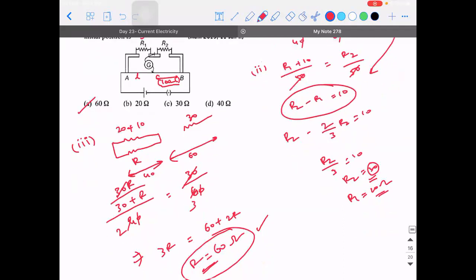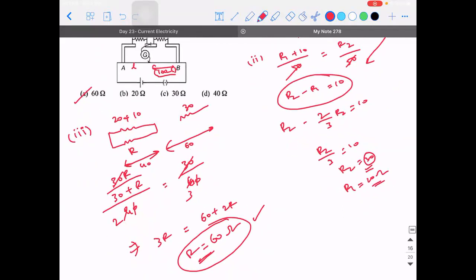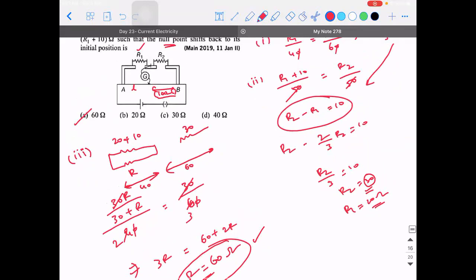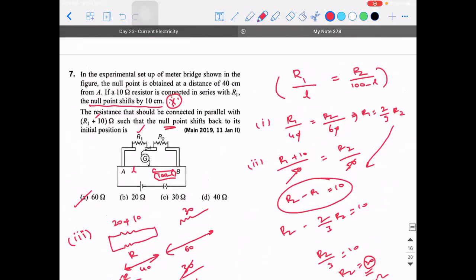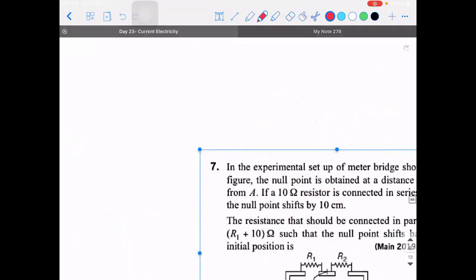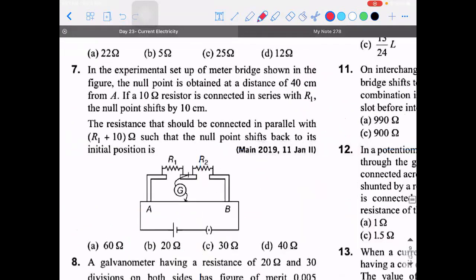Everyone? So resistance is 60 ohm. That should be connected in parallel to the existing R1 plus 10. Okay? Let's go to the next problem.